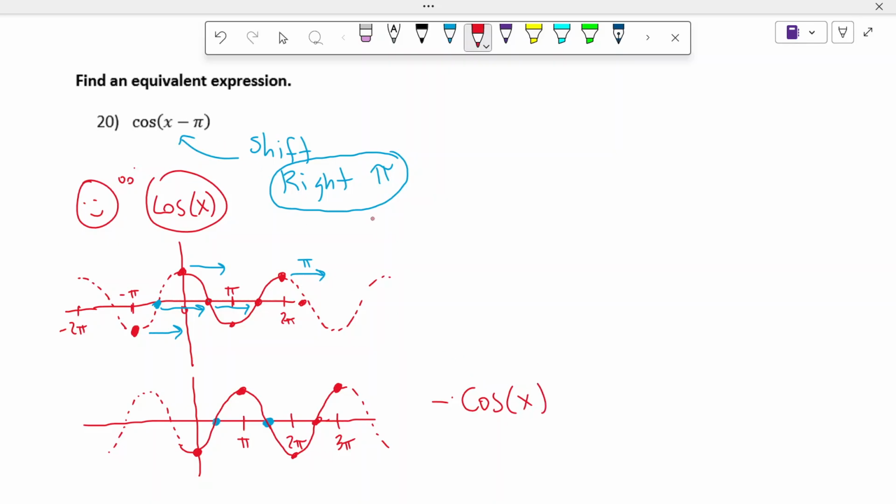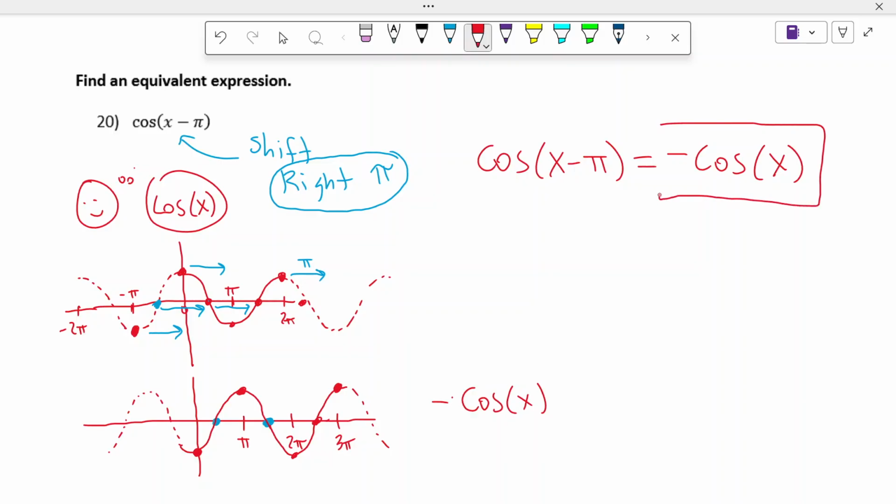So here's what that means. If we take this whole thing and shift the original cosine, we just get a flipped cosine. That means that cosine of x minus pi, or shifted to the right, is just like a flipped cosine. So it's equal to negative cosine. We just found an equivalent expression for this weird thing. We just turned it into a nicer thing that's equal.